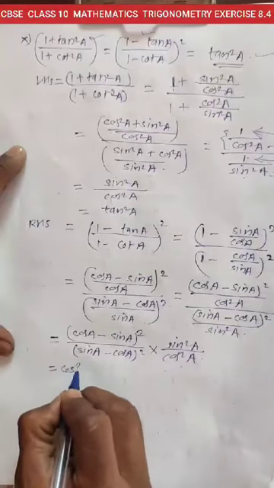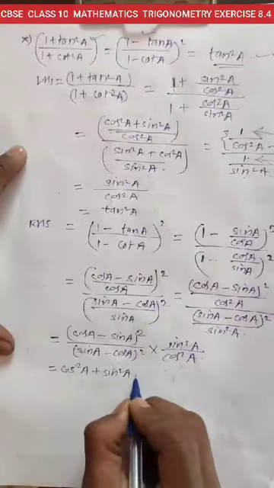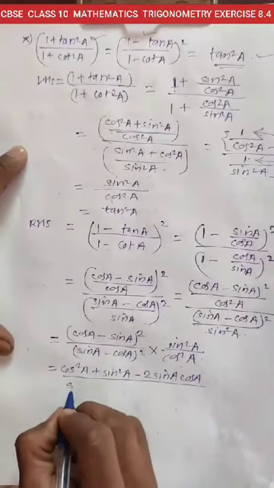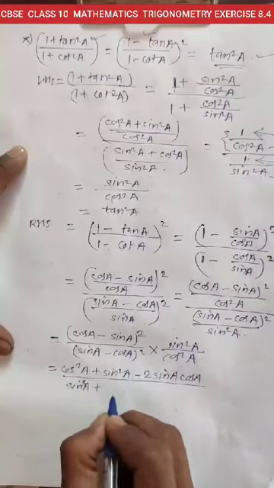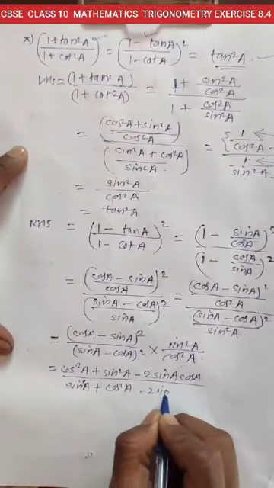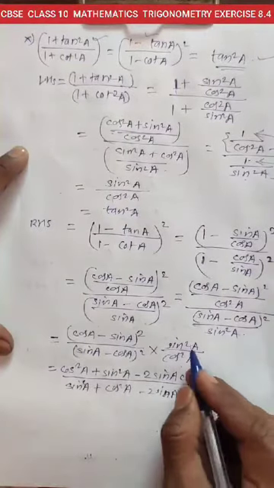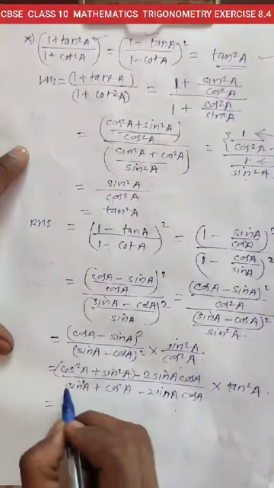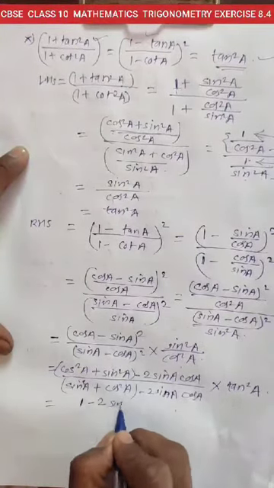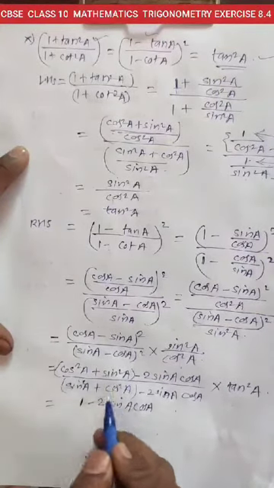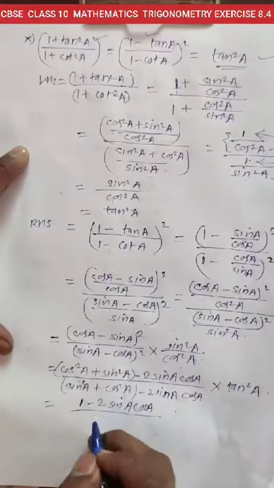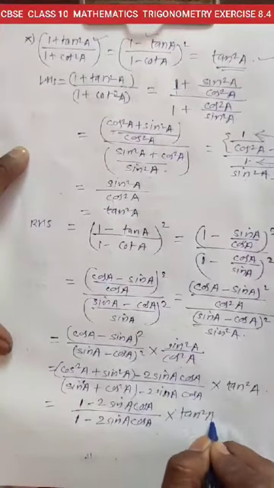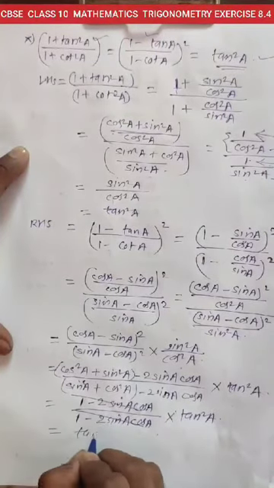So here cos²A plus sin²A minus 2 sin A into cos A, divided by again sin²A plus cos²A minus 2 sin A into cos A, into sin²A upon cos²A, is equal to tan²A. Now this is cos²A plus sin²A, its value is 1 minus 2 sin A cos A, divided by this 1 minus 2 sin A cos A, into tan²A. This similar term gets cancelled, the remaining value is tan²A.